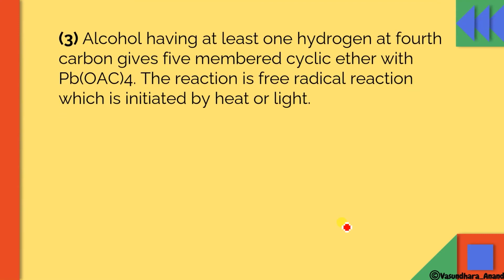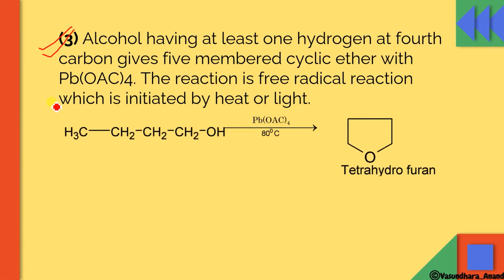Alcohol having at least one hydrogen at the 4th carbon gives 5-membered cyclic ether with lead acetate. That is an important point to be noted. If the alcohol has at least one hydrogen at the 4th carbon, then it will undergo ring formation to get stability in presence of lead acetate. The reaction is a free radical reaction, which is initiated by heat or light. So let's see how it will be.